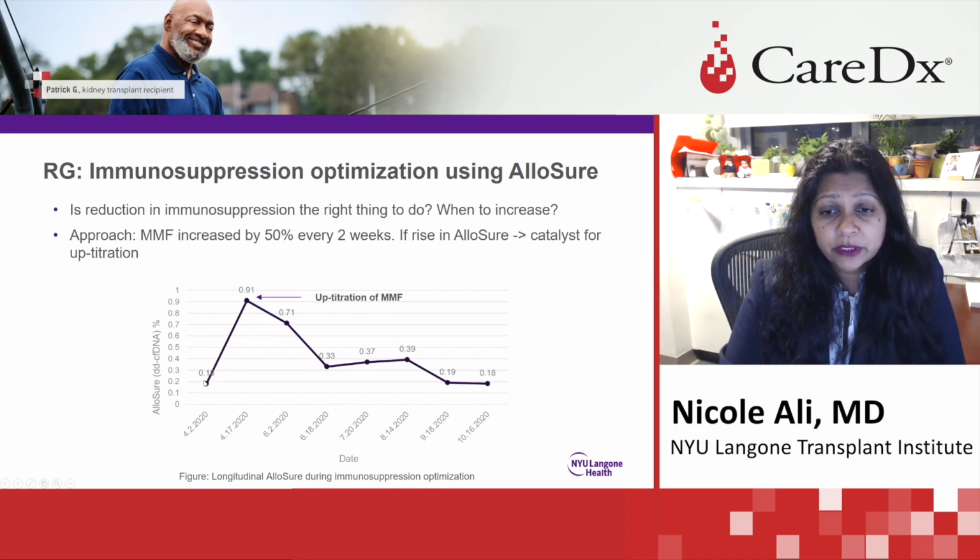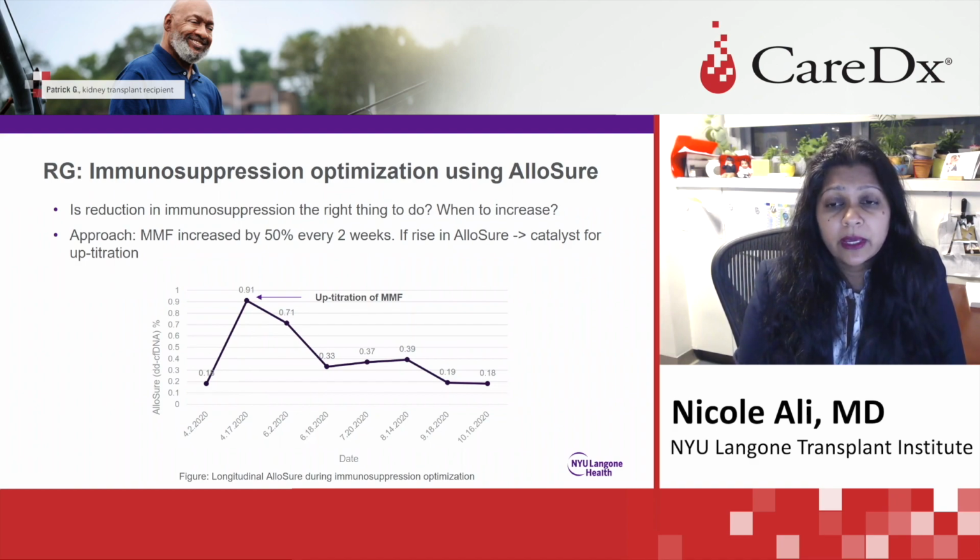In this particular patient, at the beginning of his course, his AlloSure score was pretty low at 0.18. However, once we had cut down his myfortic and his CELSEP, about 2 weeks later, when he was feeling better, his AlloSure score had taken a very rapid increase in this 2-week span of time, up to 0.9. Now, per our algorithm, we would have waited another 2 weeks before reinstituting any immunosuppression and another 2 weeks before we got back up to full dose.